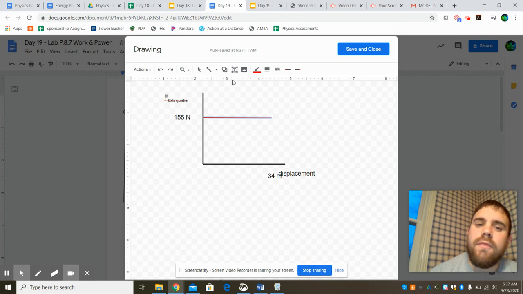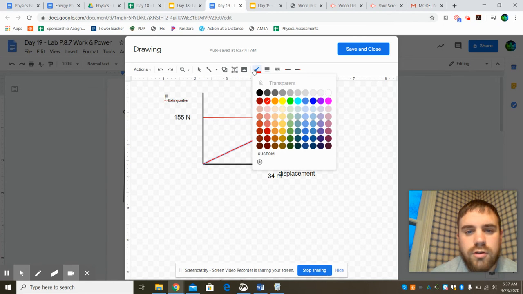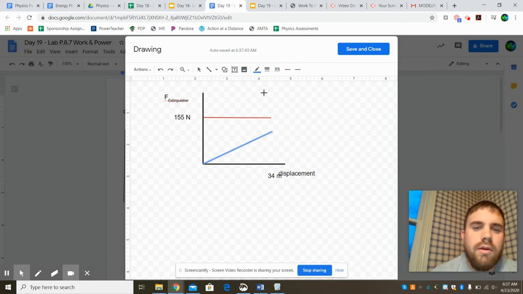Well, let's talk about something even more interesting. We saw a graph at the beginning of the semester, slightly differently labeled, but instead of having this appear as F of the extinguisher, we called that F of spring, and we had the spring displacement down here, and we had a graph that looked like, let me draw it down here, that, and let me change the color to blue. We had a graph that looked like that.